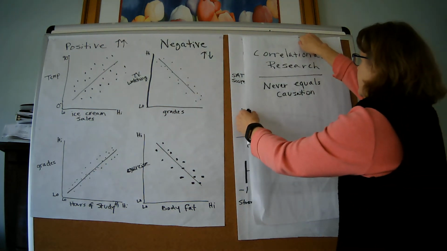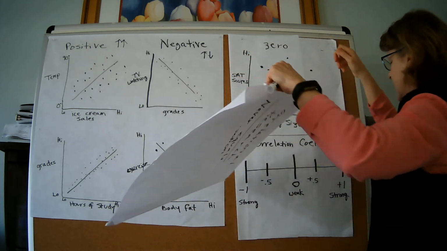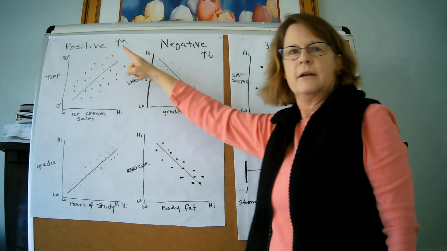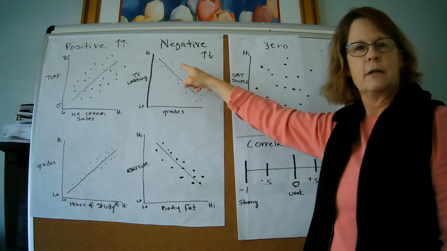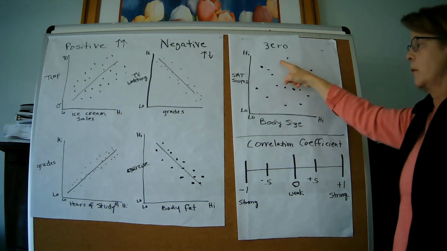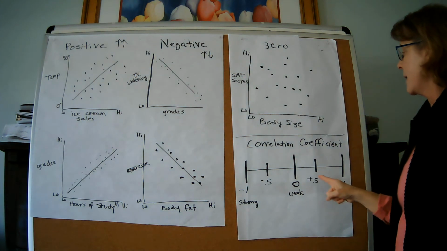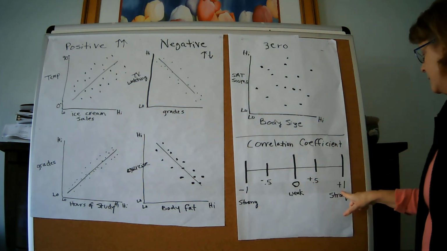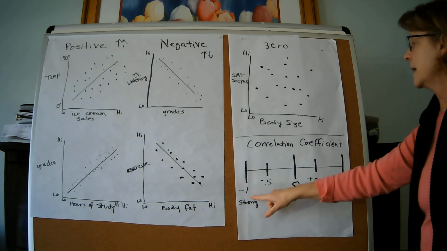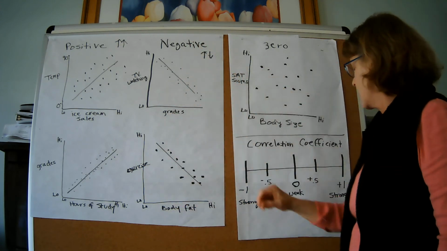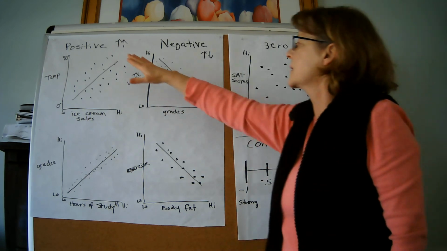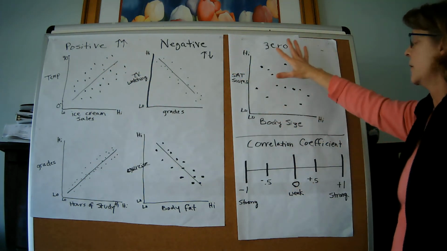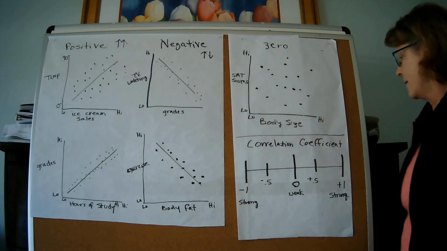All right, so looking back up here, we have positive correlation. We have negative correlation. We have absolutely zero correlation. So let's look about how we read this with correlational coefficients. You have -1 and +1. -1 is going to be your negative correlations. +1 is going to be your positive correlation. 0 in the middle is going to be no correlation whatsoever.